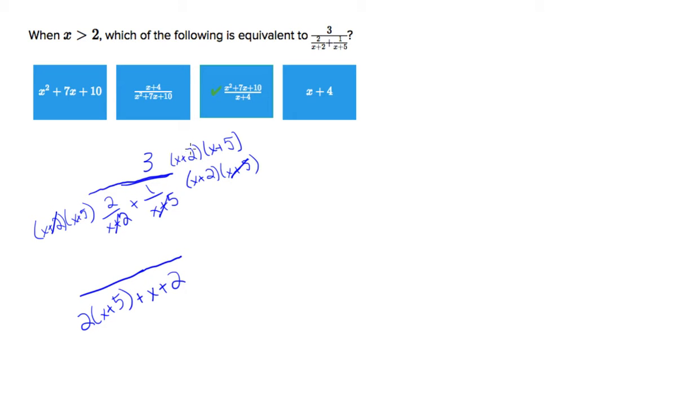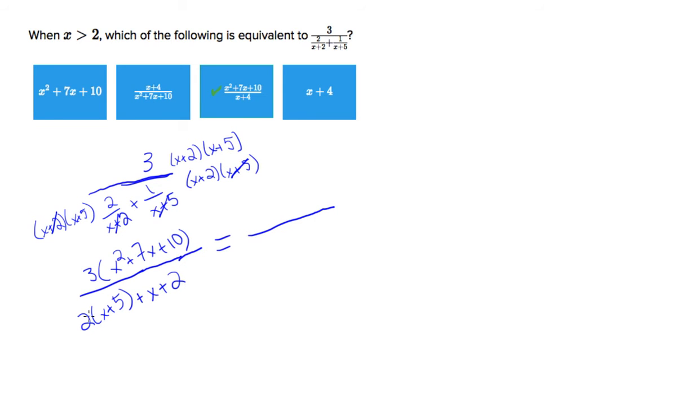On the top, if we FOIL these, if you use that terminology, or just distribute everything, we end up with 3 times x squared plus 7x plus 10. And if you look at your answer choices here, at this point you can see x squared plus 7x plus 10 in the numerator. If you had to guess at this point, that'd be a pretty good guess. I'm going to keep simplifying this so you can see where it comes from.